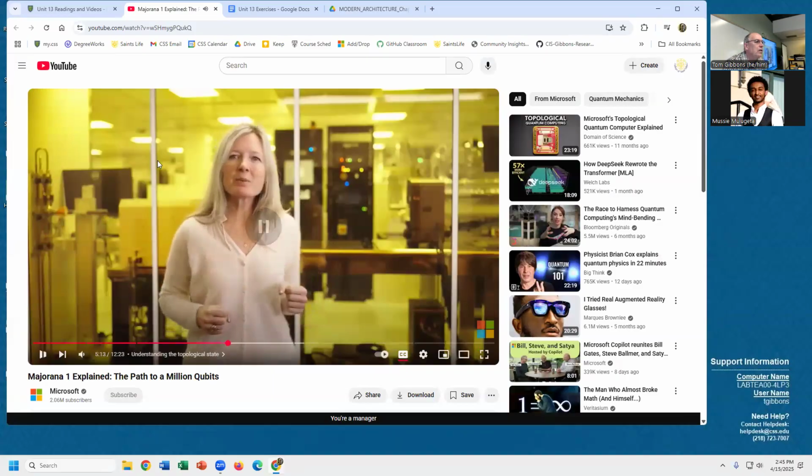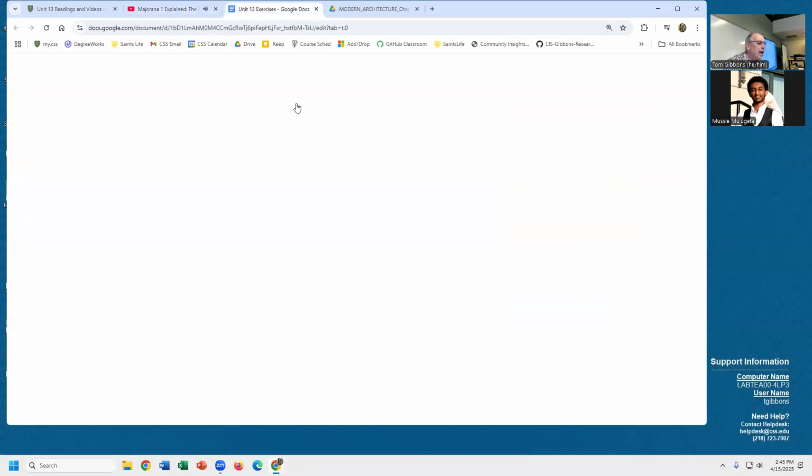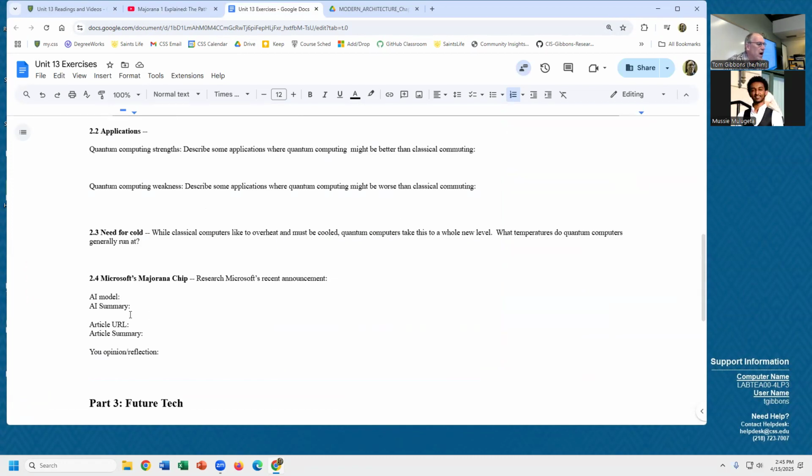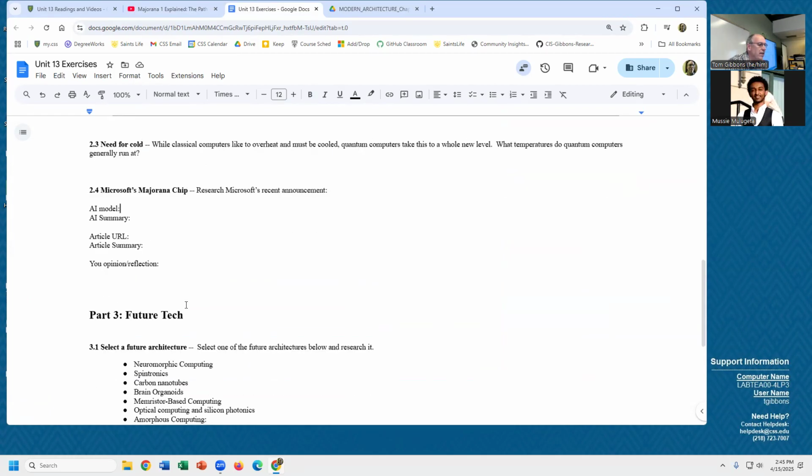Solids keep their shape. So just so you remember that in the exercise, your last thing is to talk about this chip that we're working on now. I want you to ask AI about it, pick which AI you want to ask, and ask it, provide a summary, find an article about it, and then give your opinions or reflections on this. So, okay, let me go back to this.